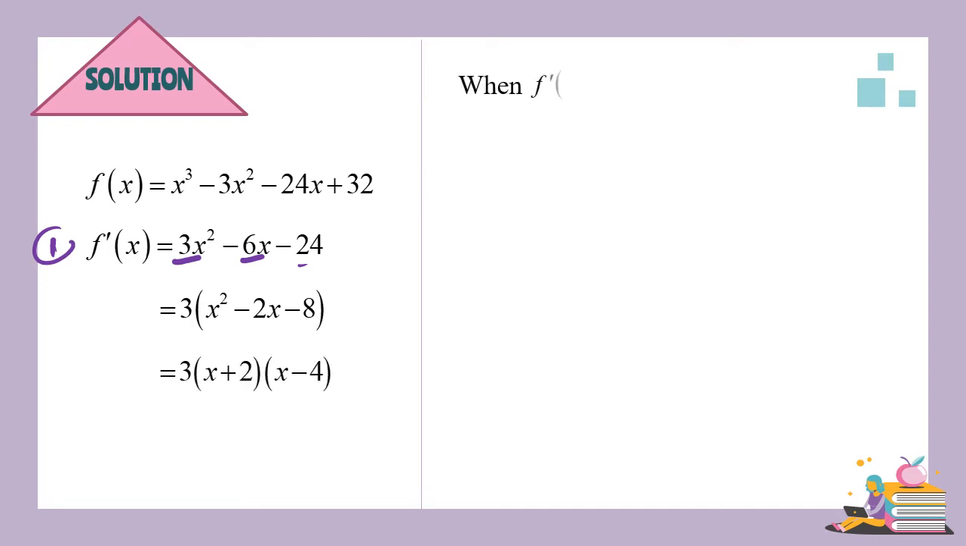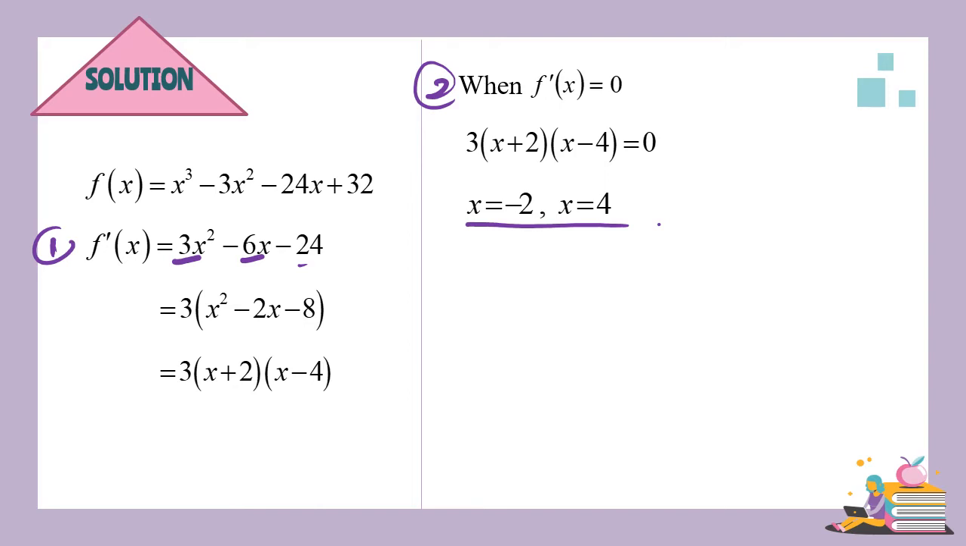Then we need to find the value of x by equating f prime x with 0. This is the second step. So equate 3 multiplied by (x plus 2)(x minus 4) equal to 0. We get two values of x, which are negative 2 and 4. So now we have found the critical numbers. Because we want to determine the extremum, we need to find the second derivative. The third step is to find the second derivative of f, which is 6x minus 6.